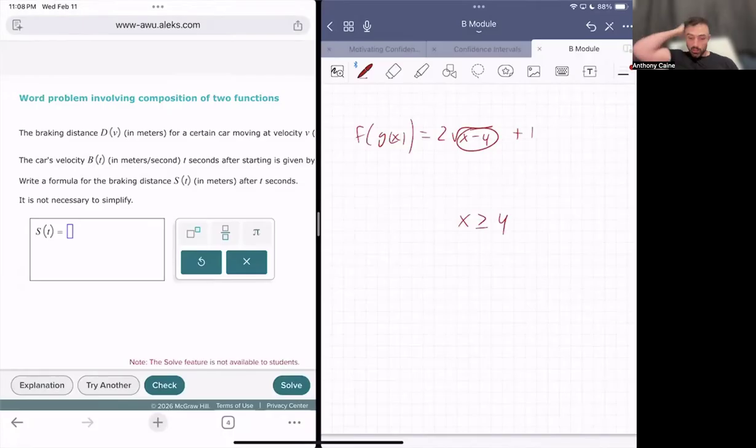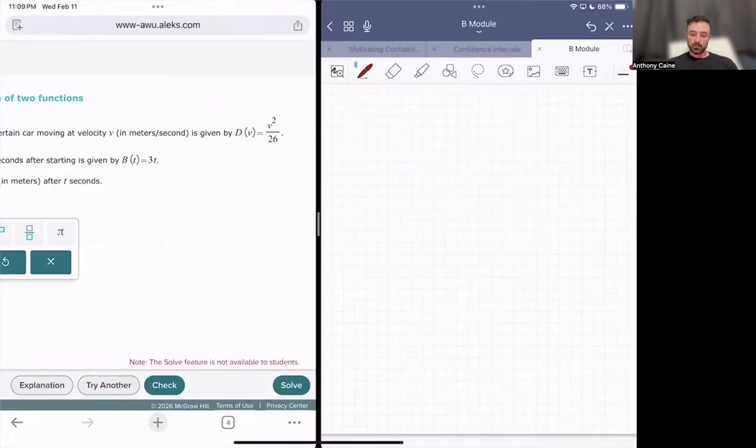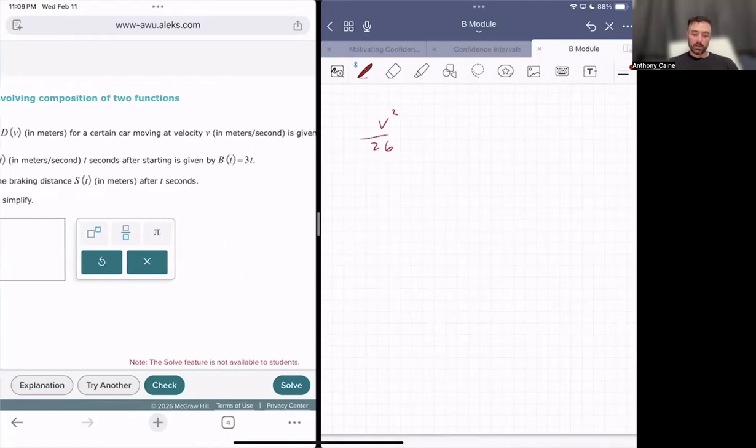Last one, and we're done with the B2s. Yay. And I'll do a video for your homework. The braking distance in meters given a velocity is given by v squared over 26. The car's velocity after starting is given by that. So the velocity is a function of time. They call it b to try and trick you, but the velocity is 3 times time. And so we're going to have 3 times time squared over 26. That's going to be this final composition.